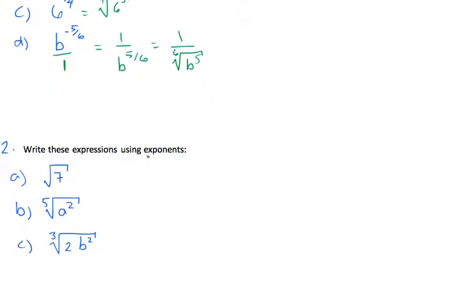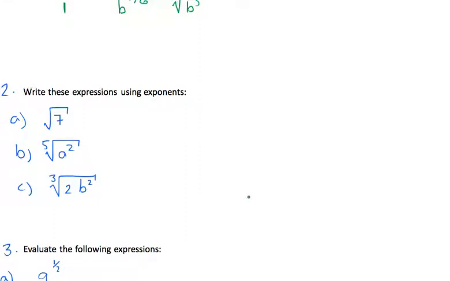Next question. Write these expressions using exponents. So we're going the opposite way here. What is the index on this radical? Since there's nothing, it's a 2. So this is 7 to the power of 1 over 2.